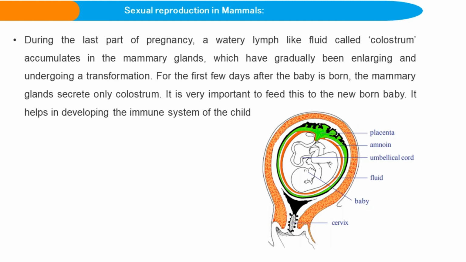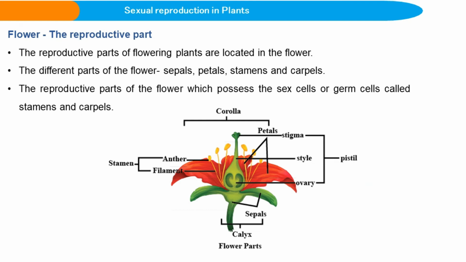Now moving on to the next topic, that is sexual reproduction in plants. We already learnt that leaf, stem and roots etc. are vegetative parts of the plant, whereas the flower is known as the reproductive part of the plant. The reproductive parts of the plants are located in the flower, and the different parts of the flower are sepals, petals, stamens and carpel. Sepals are also known as calyx, petals are known as corolla, stamens we call androecium, and pistil or carpel is called gynoecium.